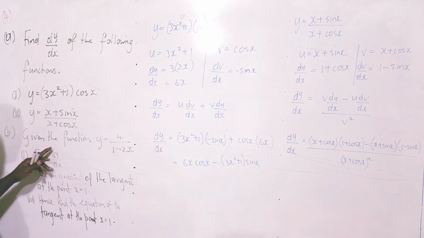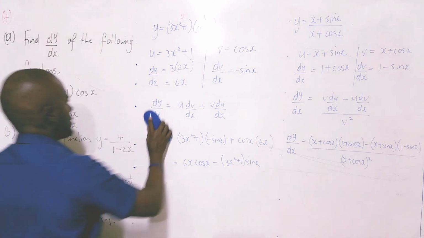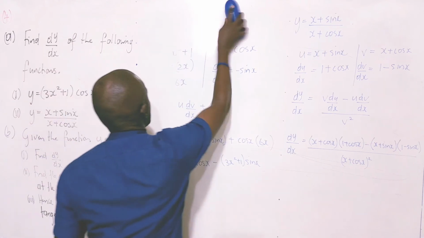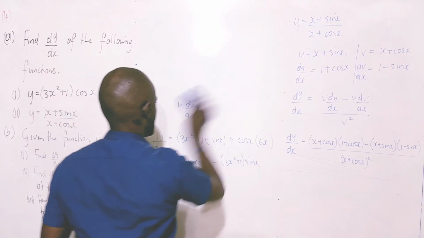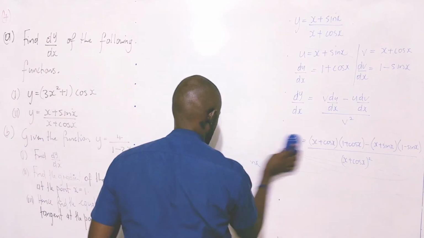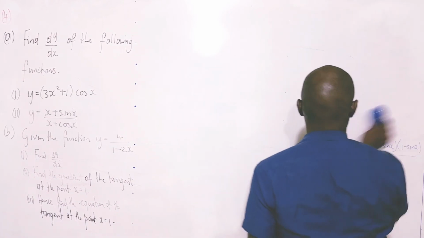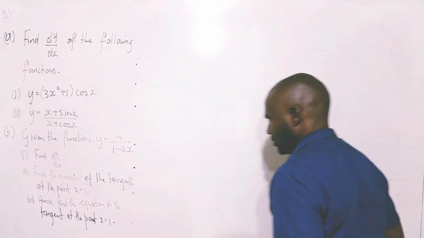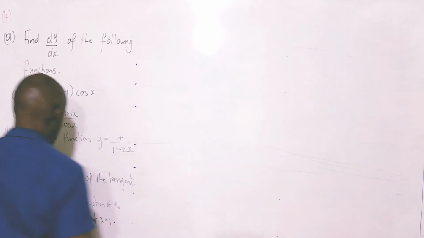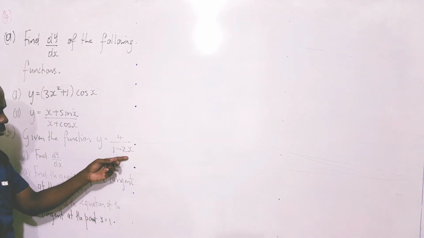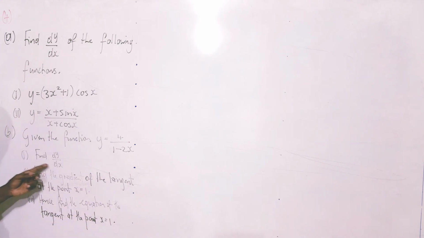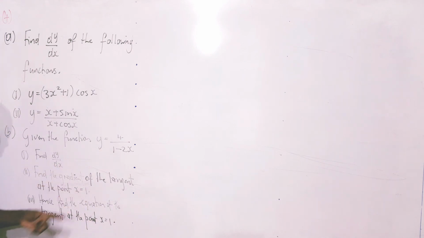Alright, so we're going to move on to part B, where we're going to look at one application of differentiation. So part B. Part B says, given the function y equals 4 over 1 minus 2x, 1. Find dy by dx, 2. Find the gradient of the tangent at the point x equals 1, and 3. Hence, find the equation of the tangent at the point x equals 1.